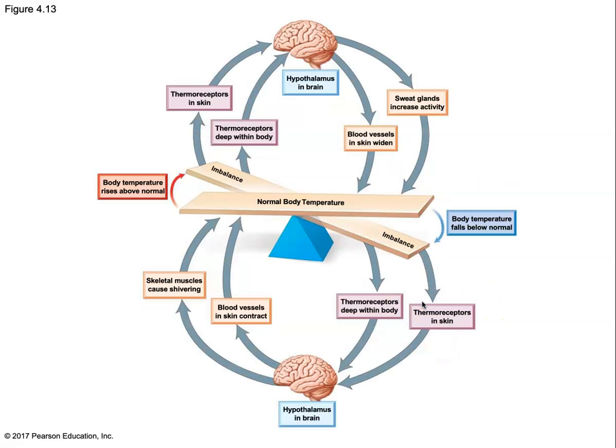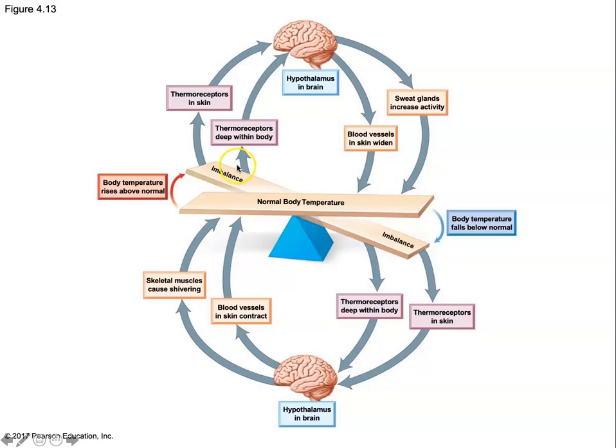So here is a great example of how we can regulate body temperature. When the body temperature rises above normal, the thermoreceptors in the skin are going to find out. They're going to send that information to the hypothalamus in the brain. The brain is going to tell the sweat glands to get going. So the sweat glands are going to increase activity and hopefully bring the body temperature back down to normal.